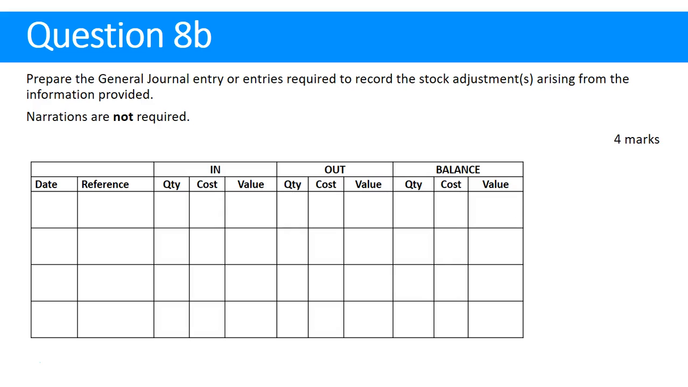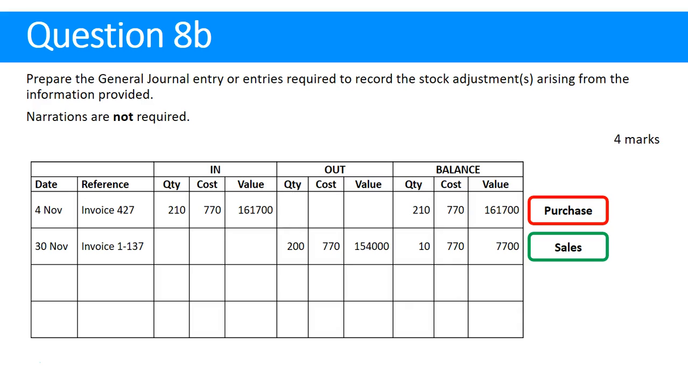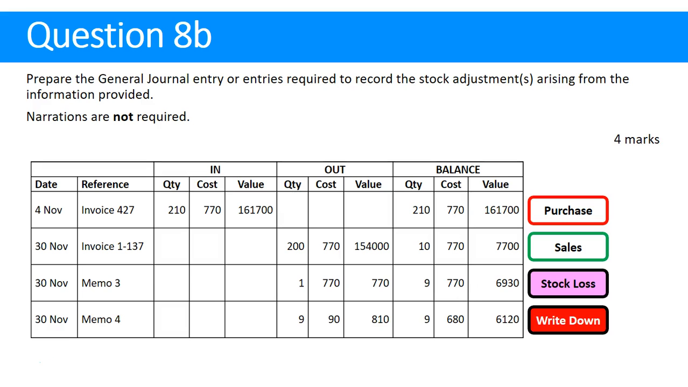In the previous question you had to fill in a stock card, and you may have had different figures to what the solution here has, but the main thing is you carry forward your answers. The correct answer was an opening entry, a purchase of 210 units at $7.70. Then we recorded all the sales in one entry, 200 units sold, which left a balance of 10. Then we were left with a stock loss of 1 unit at $770, which left 9. And finally, we did a stock write-down of 9 units for $90 each to get them down to $680.